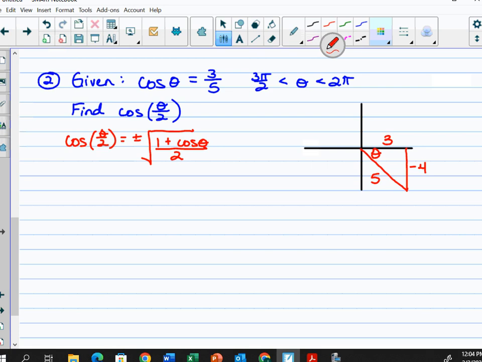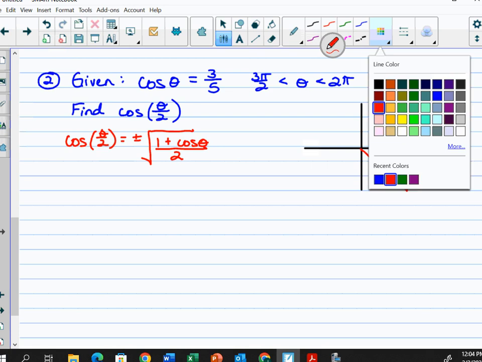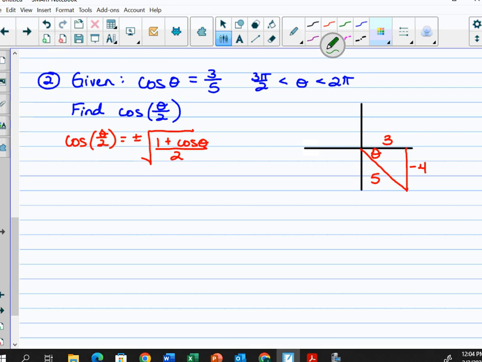It's slightly different than the last one. I told you where theta was, correct? Theta is in the 4th quadrant. That's not where theta over 2 is. Okay? Yes, you're going to use that. But we still have to figure out the plus or minus in front.